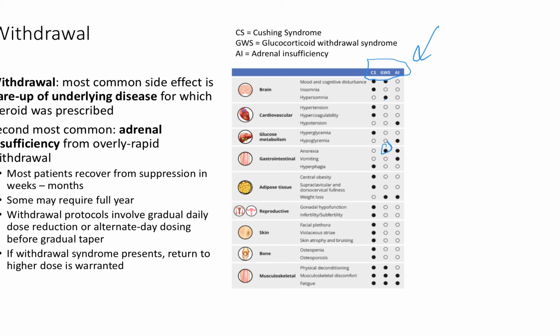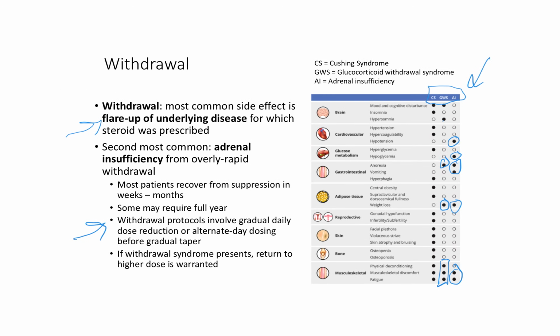So we'd see anorexia, weight loss, physical deconditioning, muscle fatigue, discomfort, those myalgias I mentioned. Adrenal insufficiency: low blood pressure, hypoglycemia, anorexia, vomiting, weight loss, and then that myalgia, fatigue. So being able to distinguish between insufficiency and withdrawal syndrome is important. But remember, if the withdrawal syndrome comes about or you see adrenal insufficiency happen, moving to the higher dose and then trying the taper again is warranted in that case.